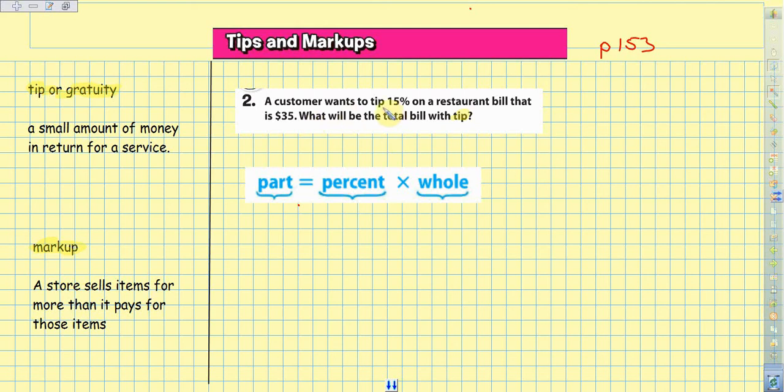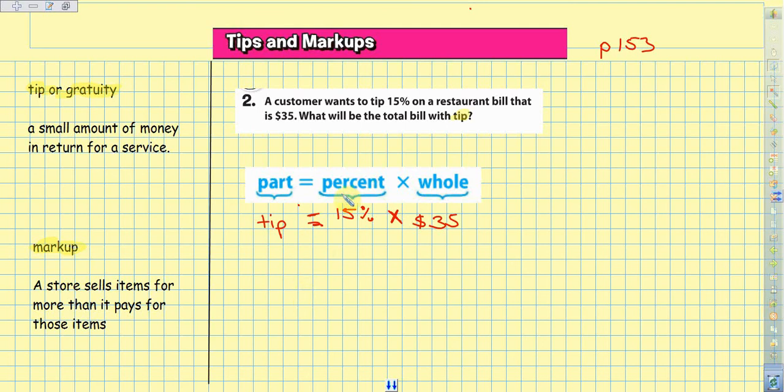So a customer wants to tip 15% on a restaurant bill that is $35. $35, that's my whole. That's my percent right there. Just find the percent, put it in there, and I'm going to be multiplying. And my part, in this case, is going to be the tip, because we've got to find the tip.